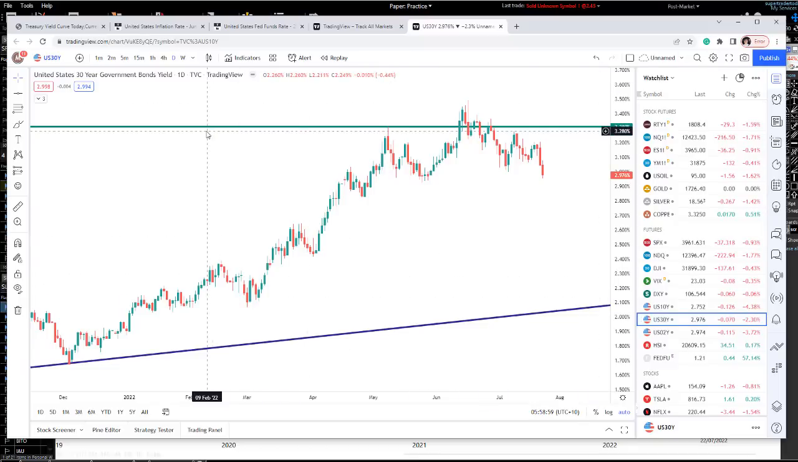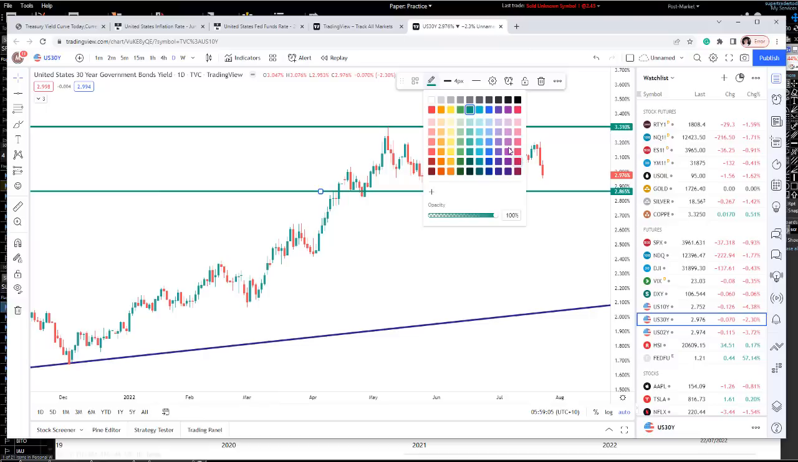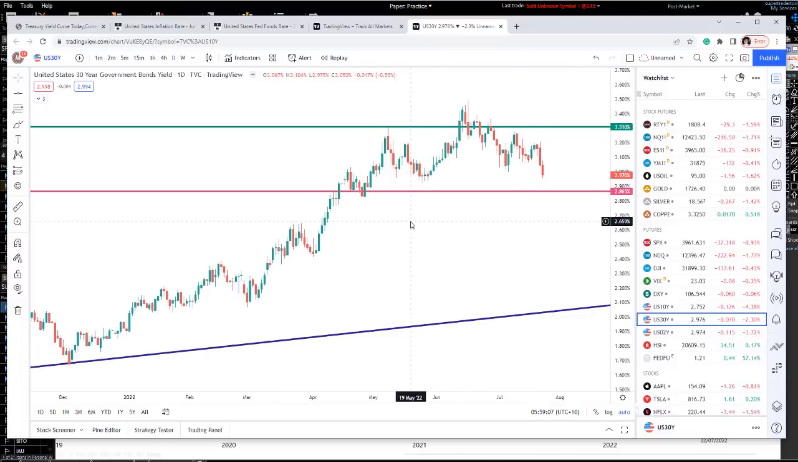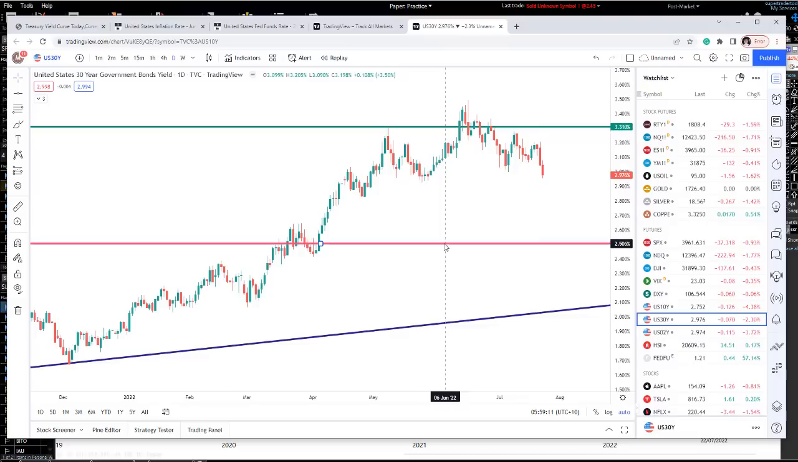Same thing for the 30-year. I'm going to create another trend line here. Actually, let me just change this color. So let's bring this down to 2.5%. So that'll be the Fed's funds rate through there, right? That'll be the Fed's funds rate on the 30-year. But then the 30-year is up here.